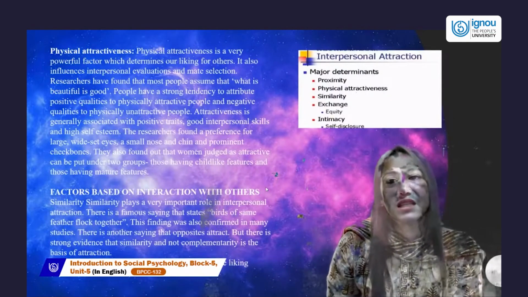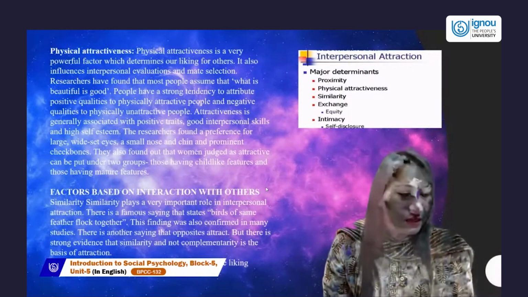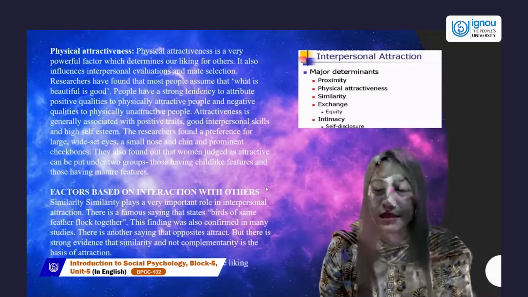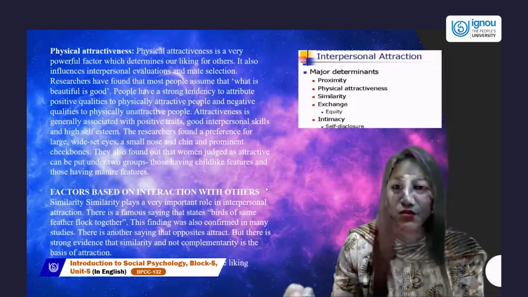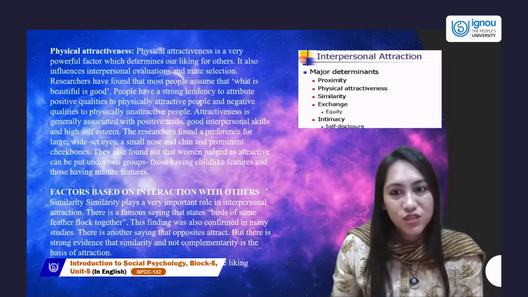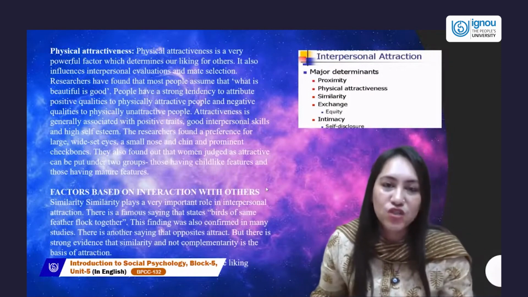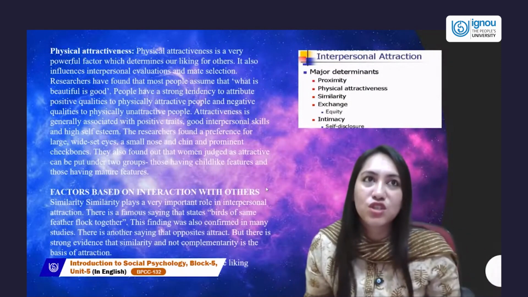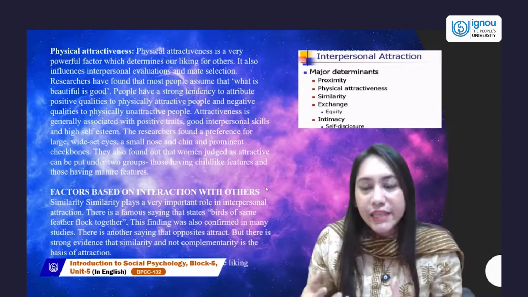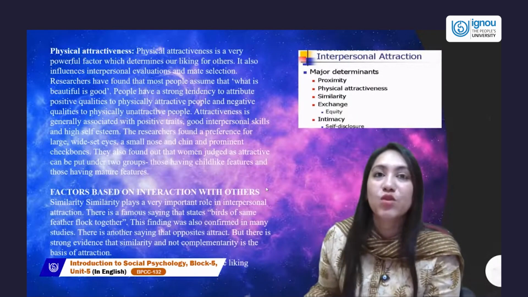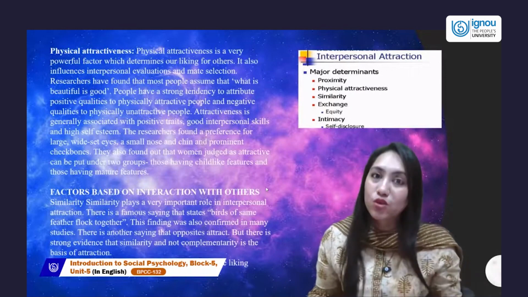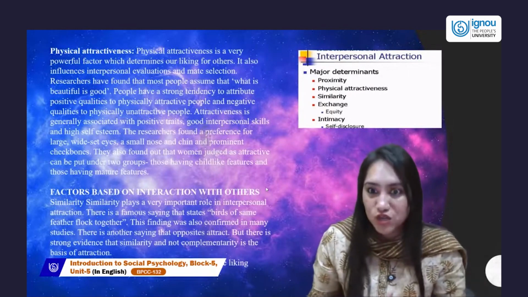Let's move on. When we speak about determinants of interpersonal attraction, there are some other determinants as we discussed. We'll just go through them again: proximity, physical attraction, similarity, and then there's exchange. Exchange on the basis of equity is giving what is right to the other person. When a group gets what is right, the interpersonal attraction towards the other group increases. So it's like an exchange.